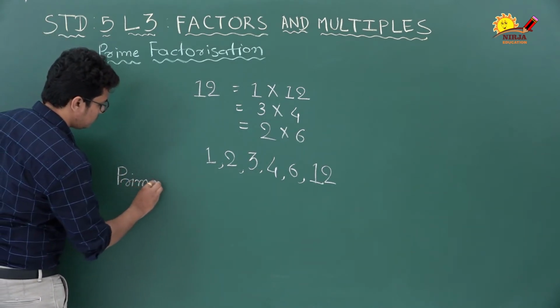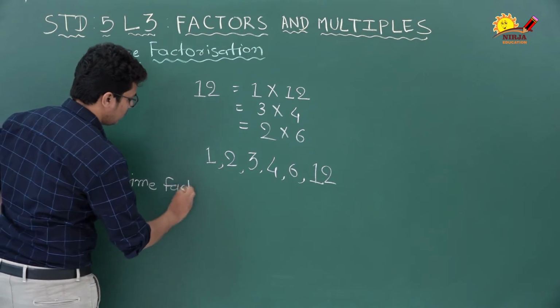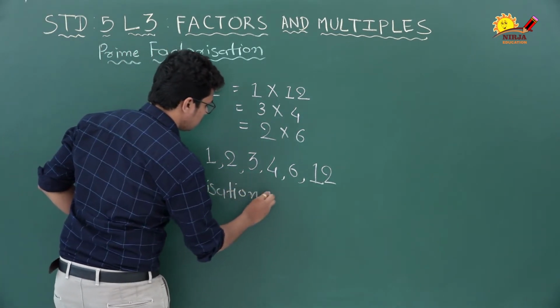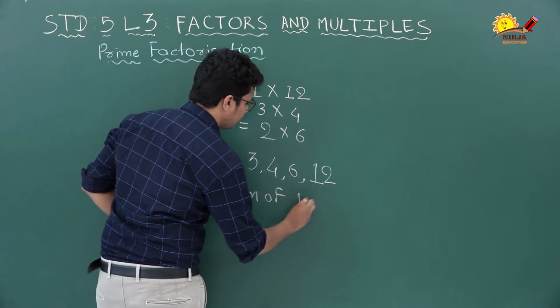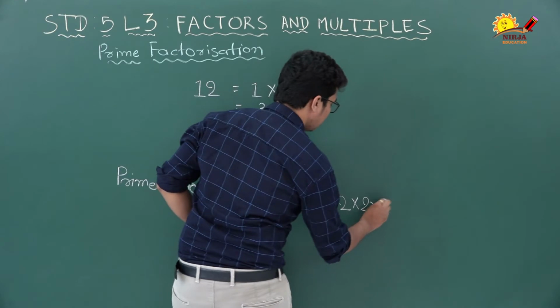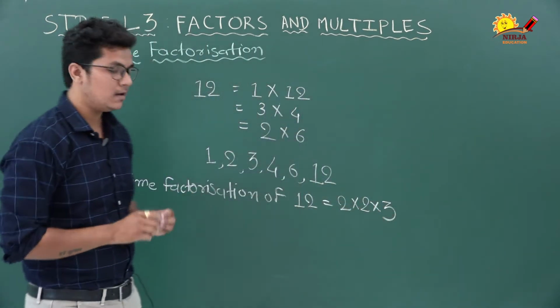prime factorization of 12 equals 2 multiplied by 2 multiplied by 3, okay?